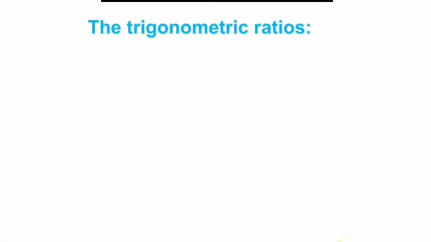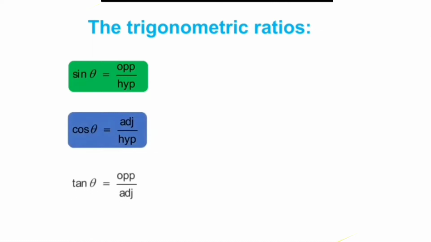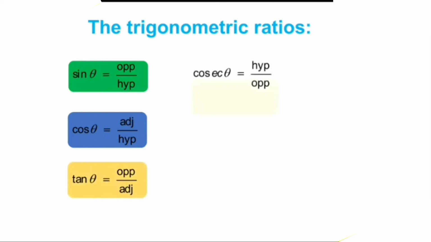Children, now let us recall the definitions of all the trigonometric ratios. The first one, sine theta is equal to opposite side by hypotenuse. Next, cos theta is equal to adjacent side by hypotenuse. Next, tan theta is equal to opposite side by adjacent side.